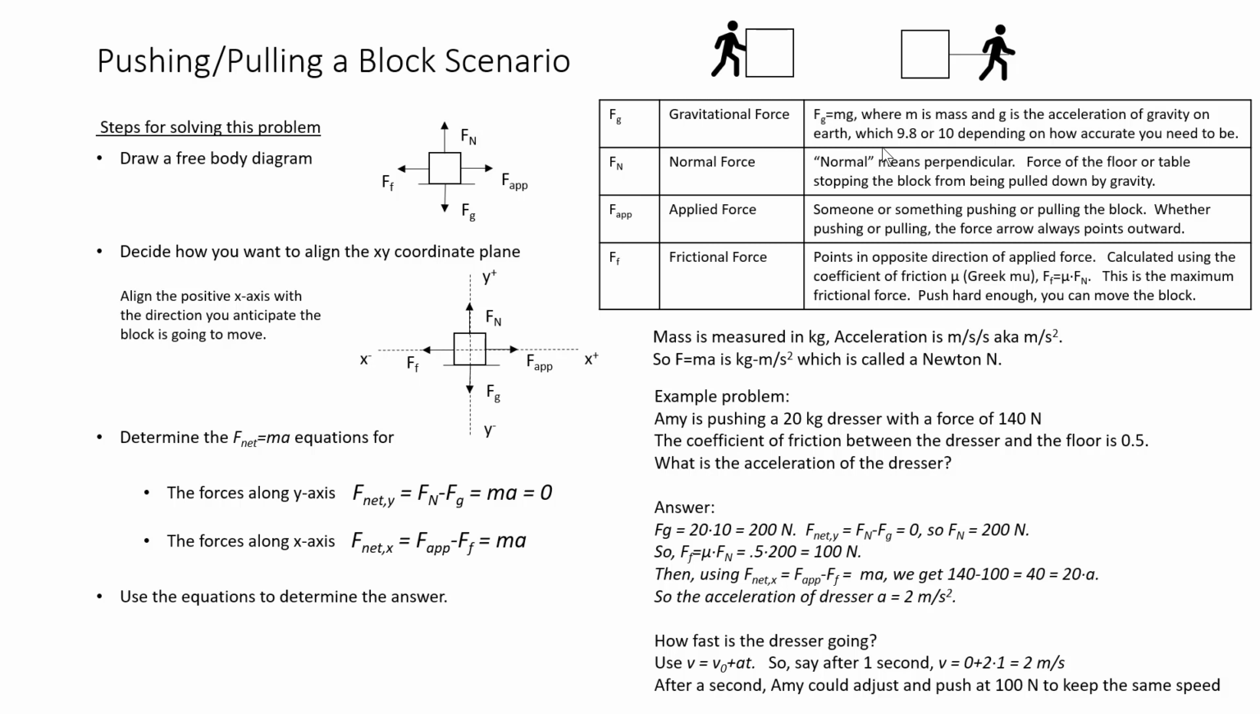Now, I want to mention that the mass is measured in kilograms, and acceleration is meters per second squared. So that means force, which equals ma, has units of kilograms times meters per second squared, and this is called a Newton with a capital N.